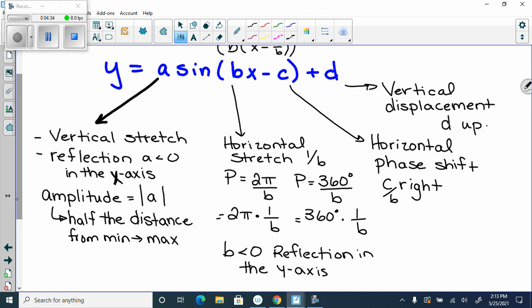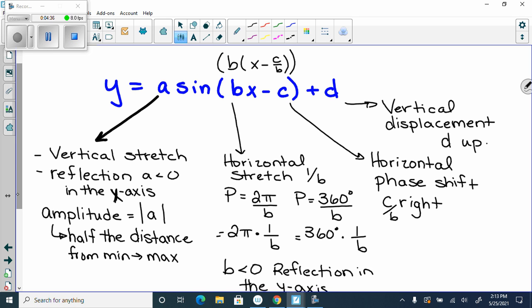What does D also give me? Do you remember? Midline. So it's the middle line that cuts the graph in half. The midline is y equals D. Remember, it has to be y equals because it's a midline. Like C over B, because you have to take the B out. So you get midline: y equals D.